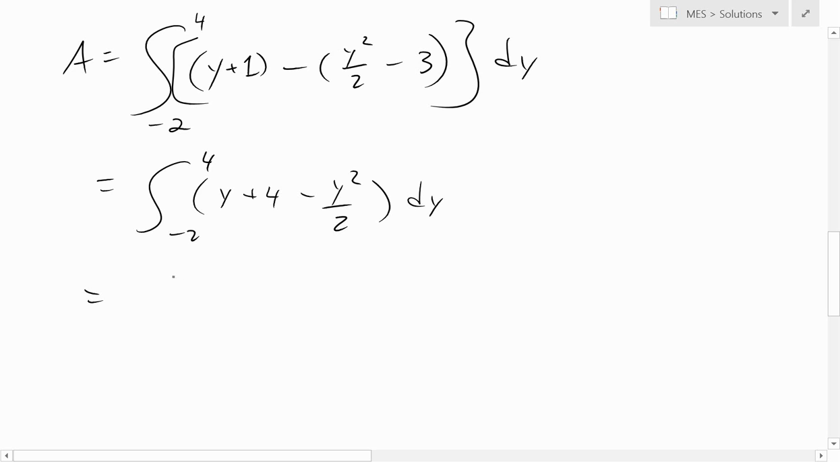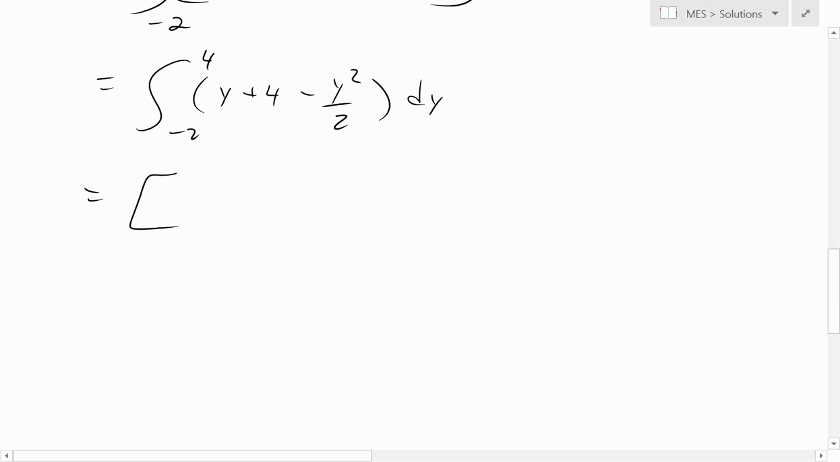So now we can just solve the integral. The integral of y is y squared divided by 2. And then this is going to be 4y, we just take a y up, and when we divide by the power, this is going to be y cubed divided by 3, but there's a 2 there, so 3 times 2 is 6. And now we evaluate from -2 to 4.